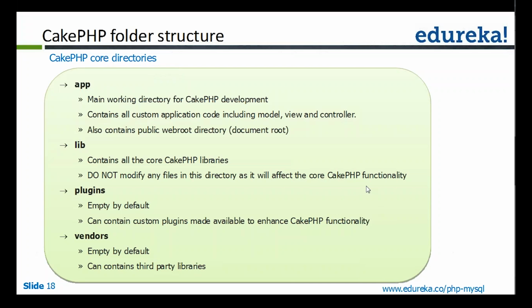For example, if some robot is working, there is some programming written behind that robot. You don't need to change that programming, otherwise that robot might malfunction. Then plugins, it is by default empty, and it can contain some plugin libraries. If you create or download some, you can keep them here and access them. In your simple programming, you can write any file anywhere. But if you are going to use CakePHP or an MVC framework, you have to make a structure. Then vendors, empty by default, can contain third-party libraries.